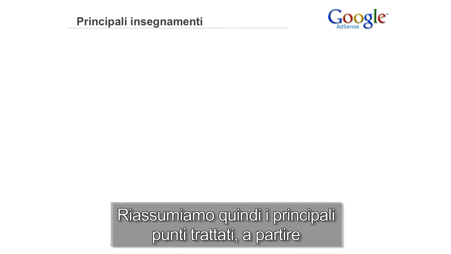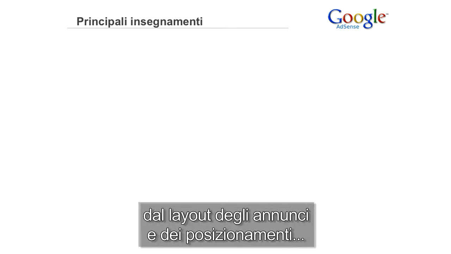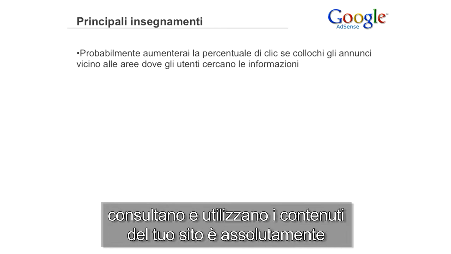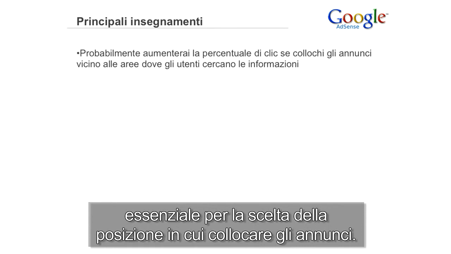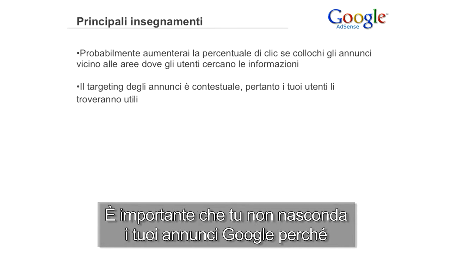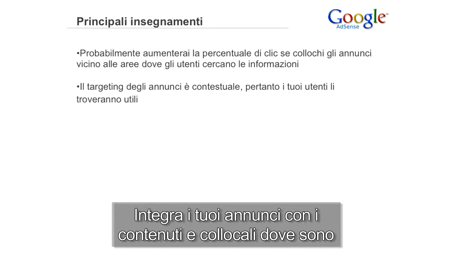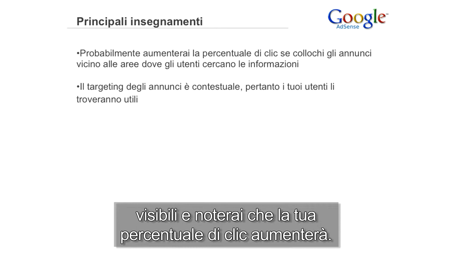So let's summarise the key learnings from looking at ad design and placement. We found that doing an analysis of how your users view information and enjoy the content on your site is absolutely essential to how you choose to place your ads. It's important not to hide your Google ads, as users will actually find them useful if they can see them. Integrate your ads with your content and place them where they're visible. You'll find that your click-through rate will actually improve.